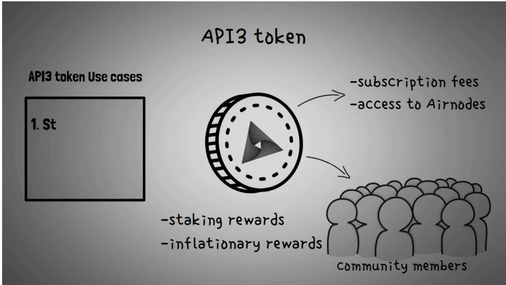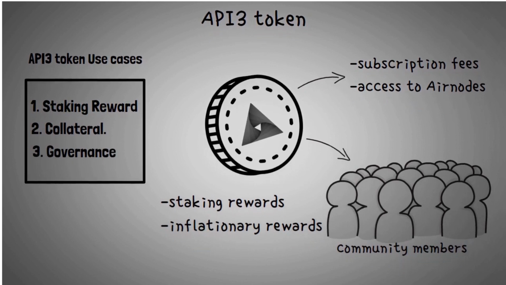Staking reward. API3 holders when staking will receive DAPI revenue and inflation rewards. Collateral. An insurance service that protects users from DAPI failures by sharing risks with everyone to minimize losses. Governance. API3 holders have the right to vote to change API3 parameters and features.